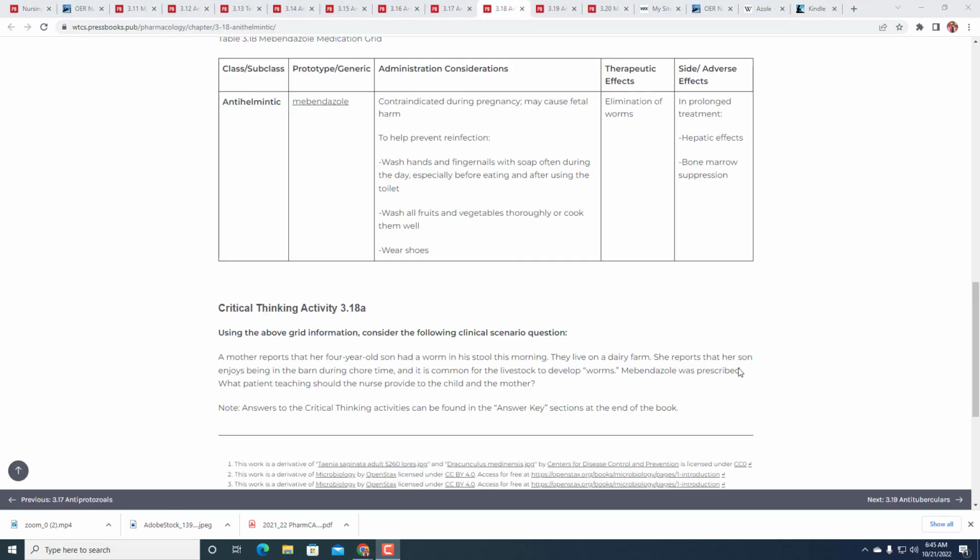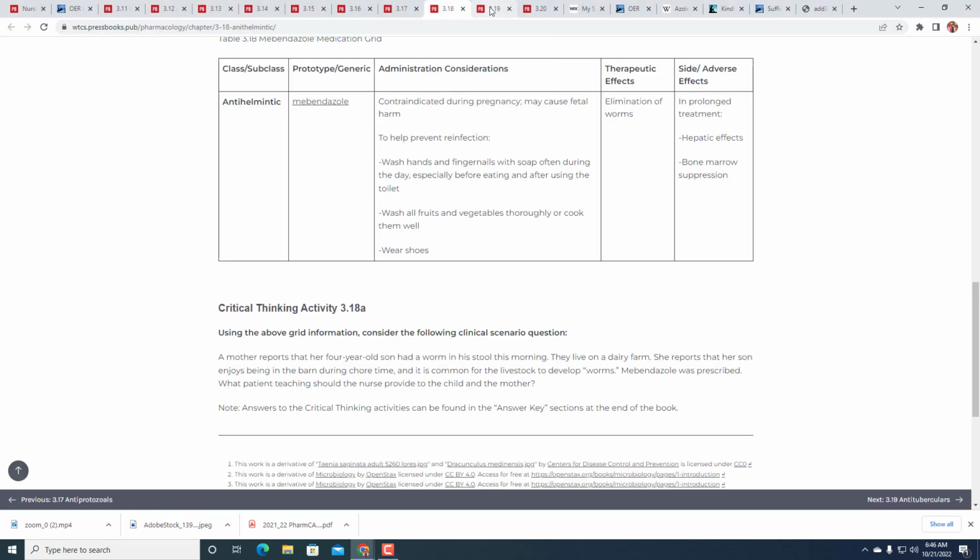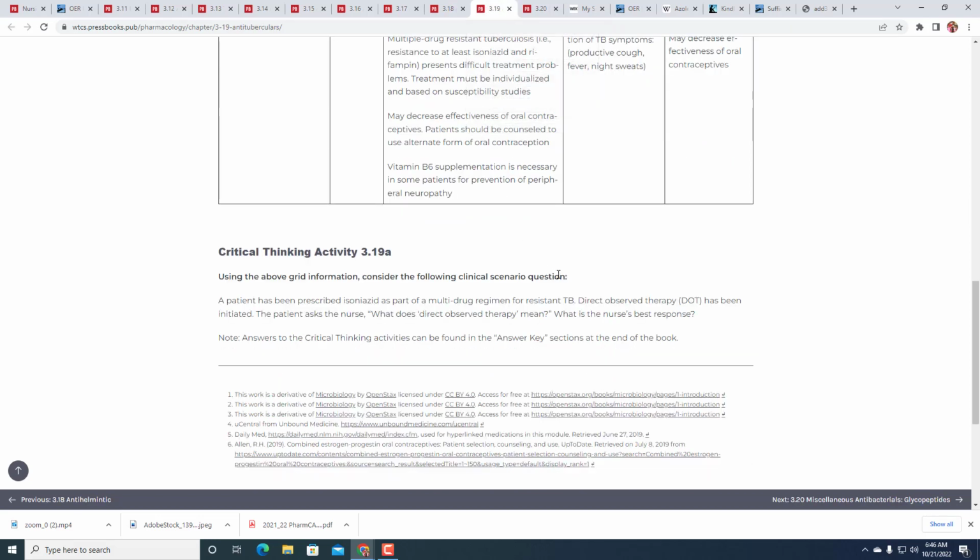But back to the whole point of this, just showing that mebendazole is going to have its own ending. And that ending is bendazole. So it's an antihelmintic. And so using azole will confuse them. But from the book, it's prazole for the proton pump inhibitor, bendazole for the antihelmintic, conazole for the antifungal, and then piprazole for the antipsychotic. Okay. All right, let's go back to our next one, which is critical thinking activity 3.19a.